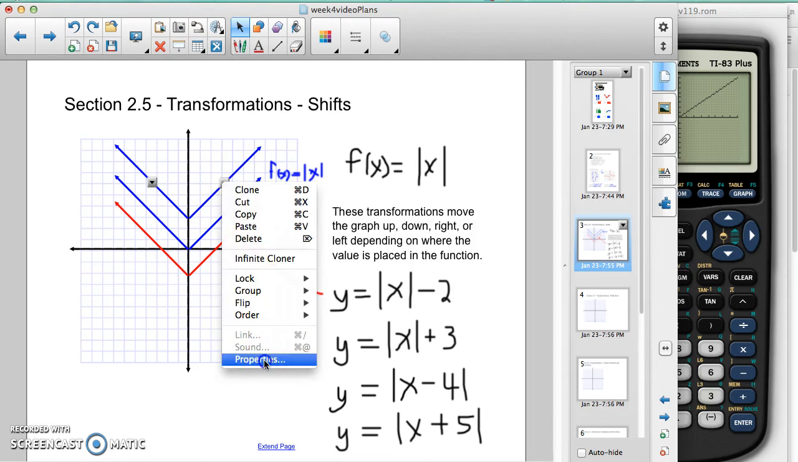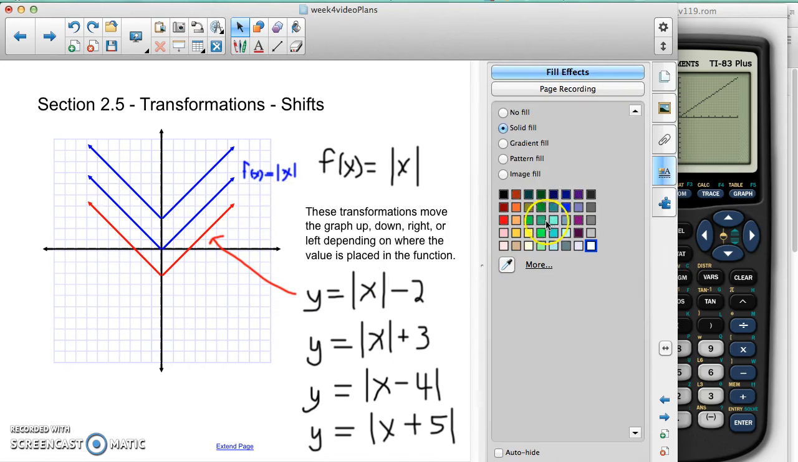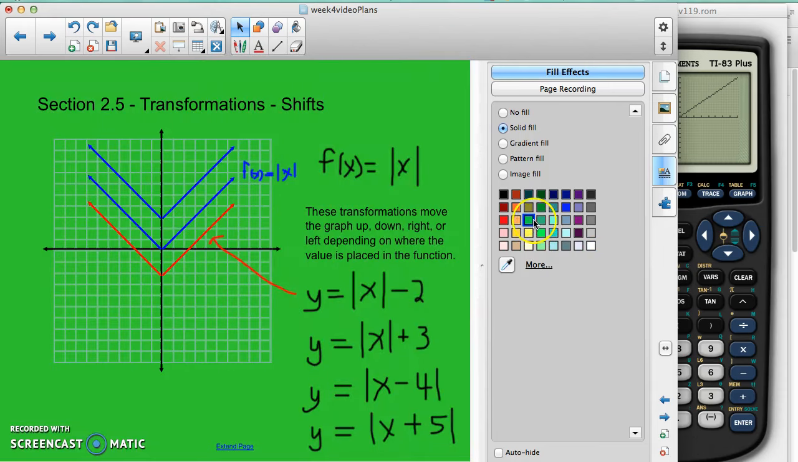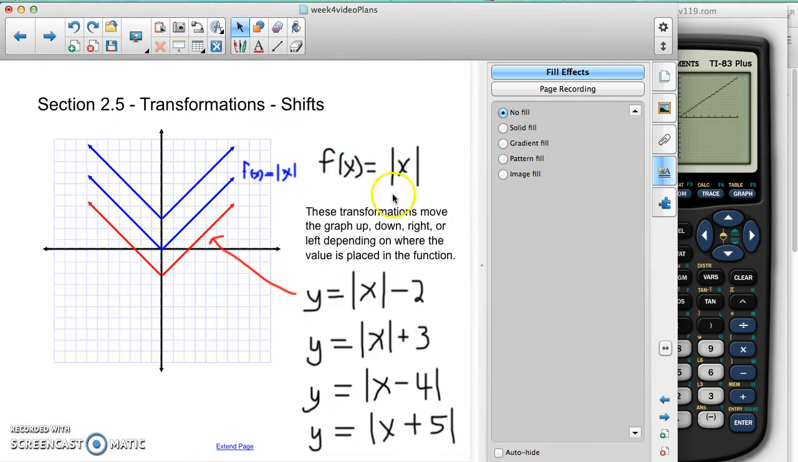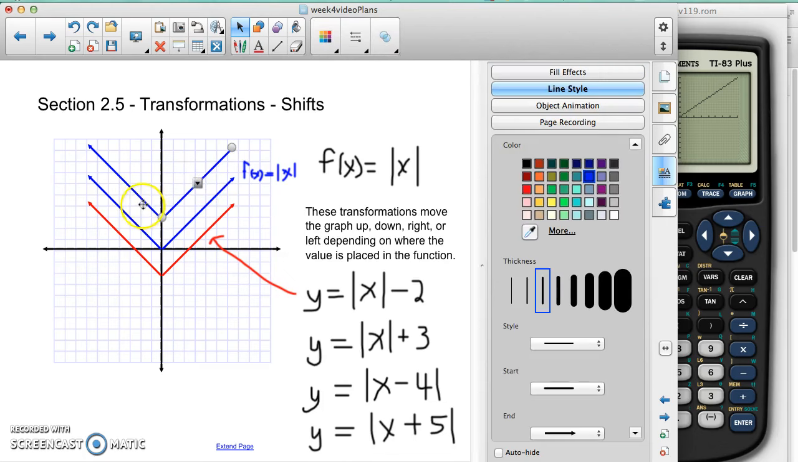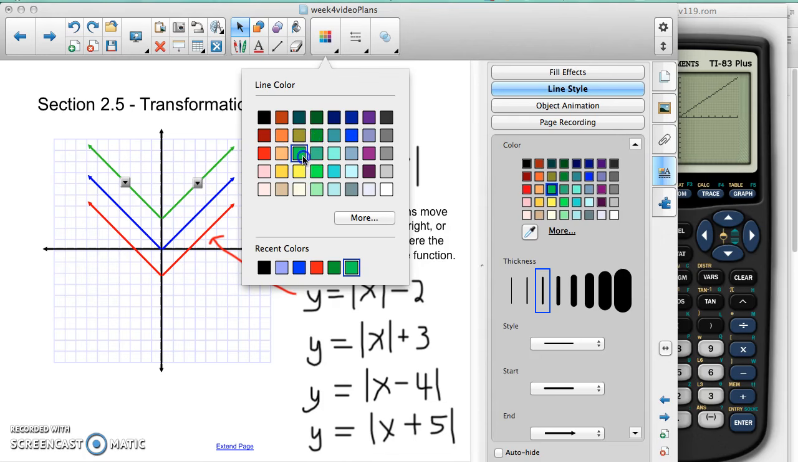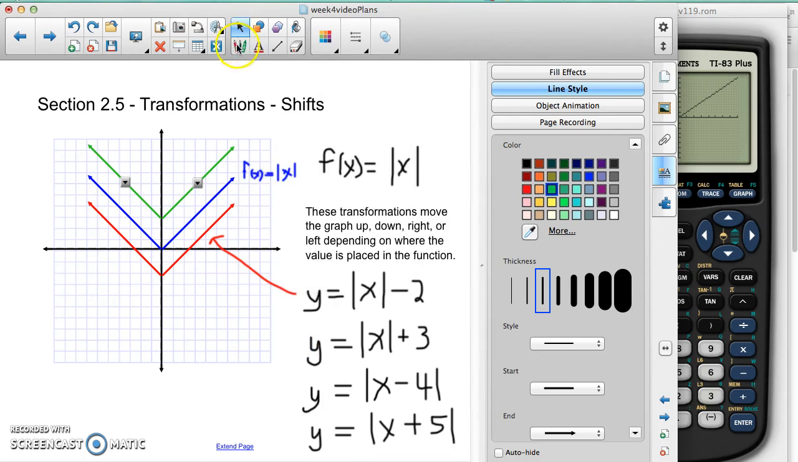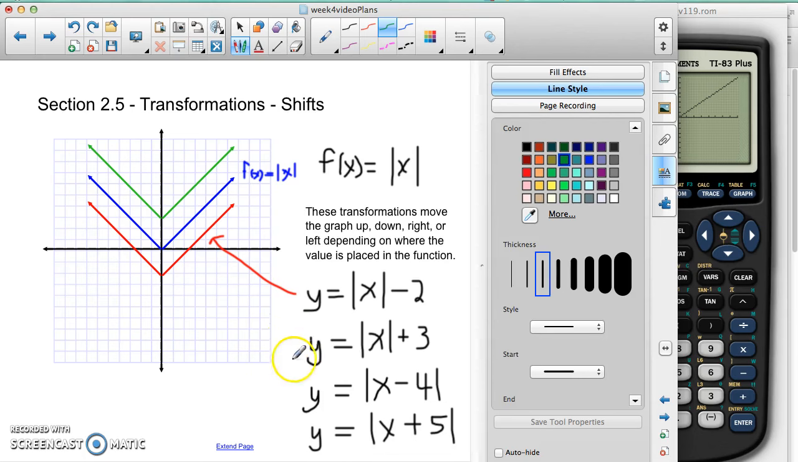Let's change its color and use green. Whoops, that's not what I wanted. I wanted this item to change colors. There we go. So that green graph would be this function right here. We've moved up 3 units.